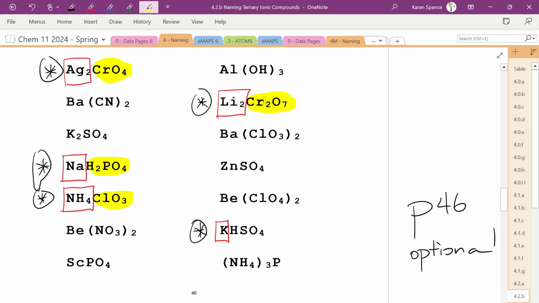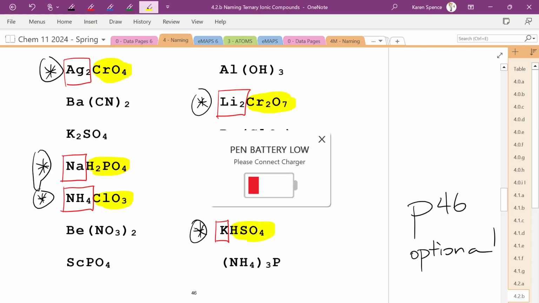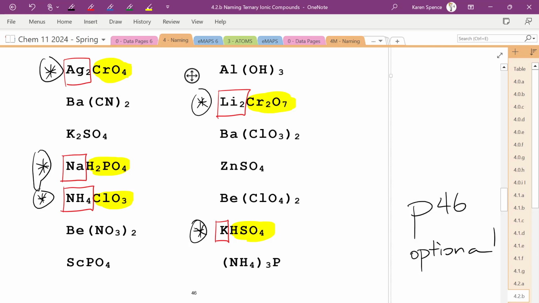Once you're done, you can check your answers up here. One thing I want you to notice, are there ever more than 2 different ions? No, it's always just positive ion, negative ion, positive ion, negative ion.